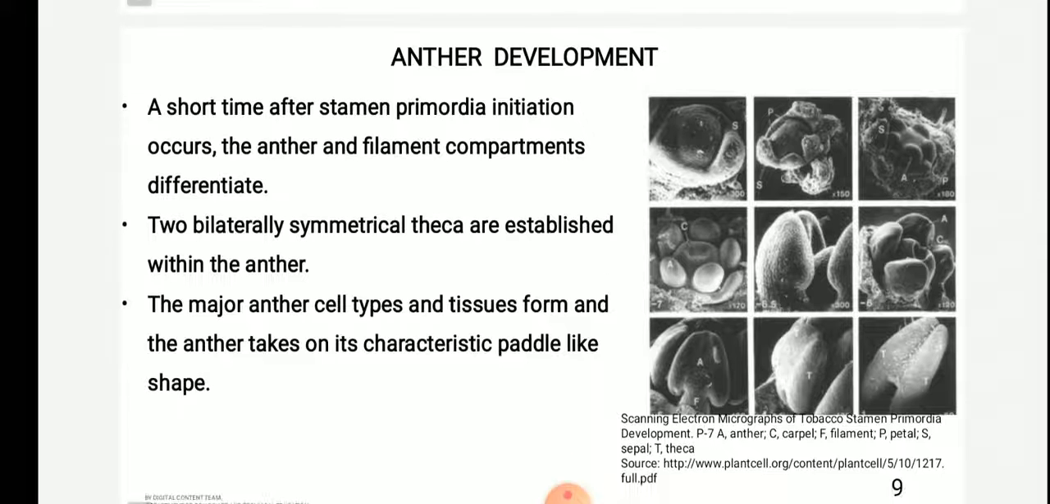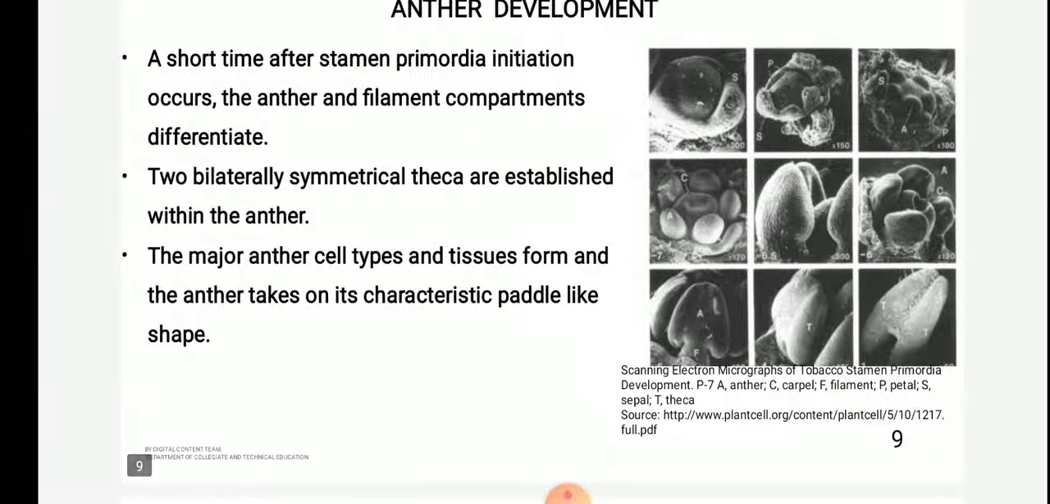A short time after stamen primordia initiation occurs, the anther and the filament compartments differentiate. Two bilaterally symmetrical theca are established within the anther.